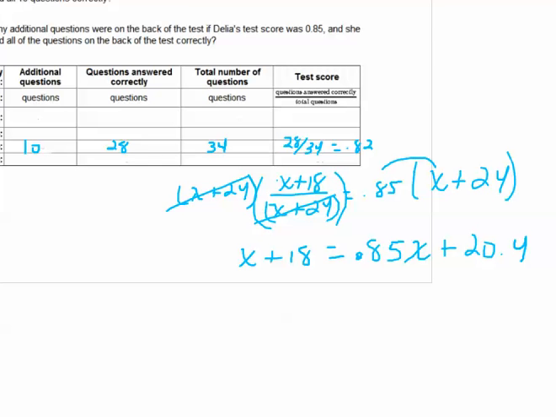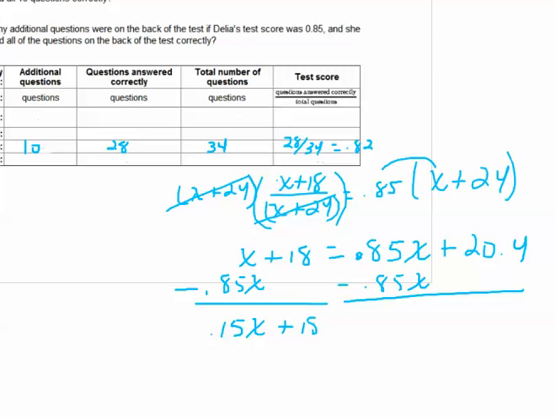Okay, so now I can subtract 0.85x from both sides. Okay, that will leave me with 0.15x plus 18 equals 20.4. So now I'm going to subtract 18 from both sides. So I'll have 0.15x equals 2.4.